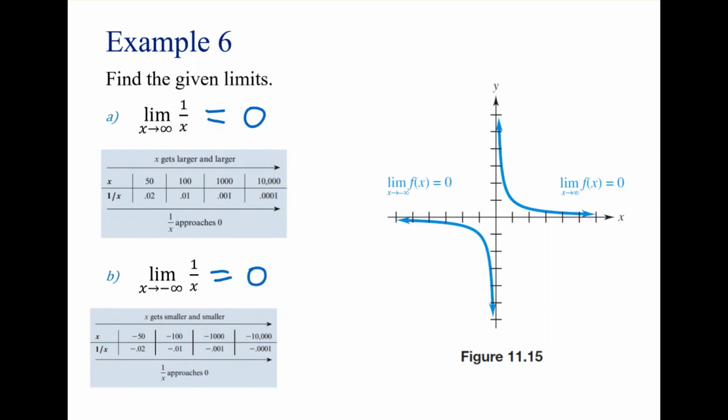Now let's find the limit from a graph. Since we want the limit as x approaches negative infinity, we need to look at the function behavior as we approach the left side of the graph. And you will see that as these values approach the left or get smaller, the function value is approaching 0.